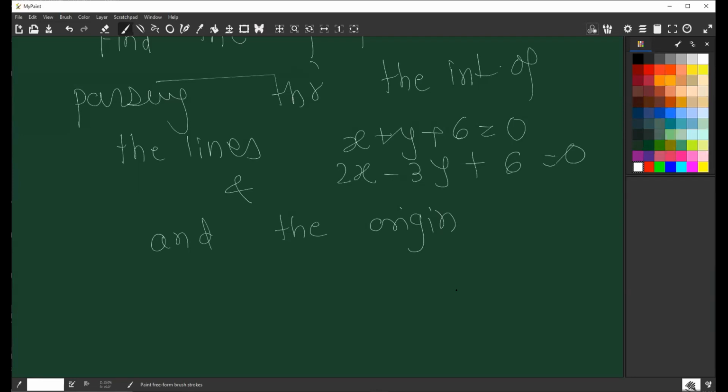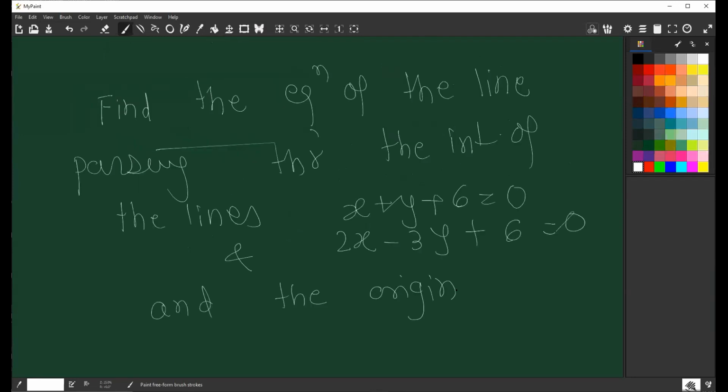Yes, I can read out the question. Find the equation of the line passing through the intersection of the two lines. The equations of two lines are given: x plus y plus 6 is equal to 0 and 2x minus 3y plus 6 is equal to 0, and the origin. Can you please try? I can explain. Do you want the hint? No? Okay, very good. Go ahead.